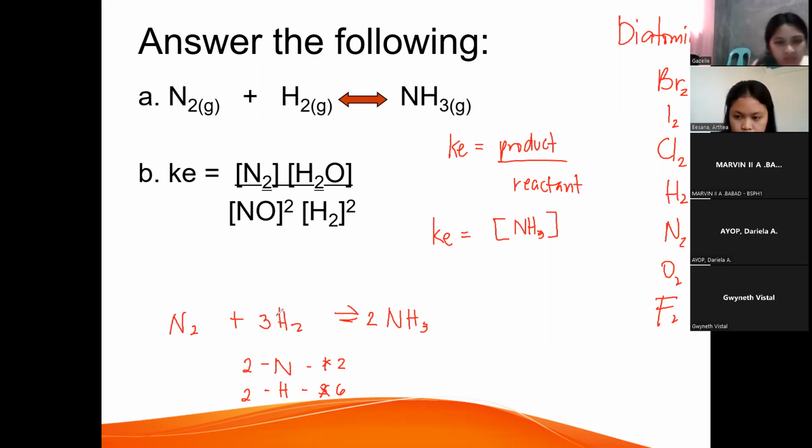Yeah, trial and error ito. So 3 times 2 is 6. Are we good now? Is this balanced? Yes. Okay, very good. So this is our balanced equation.